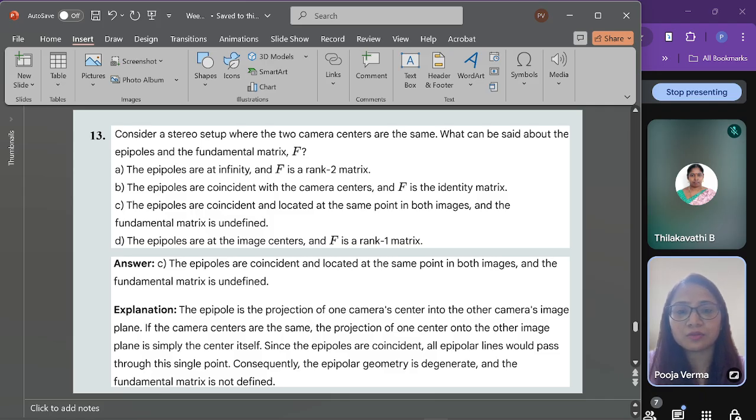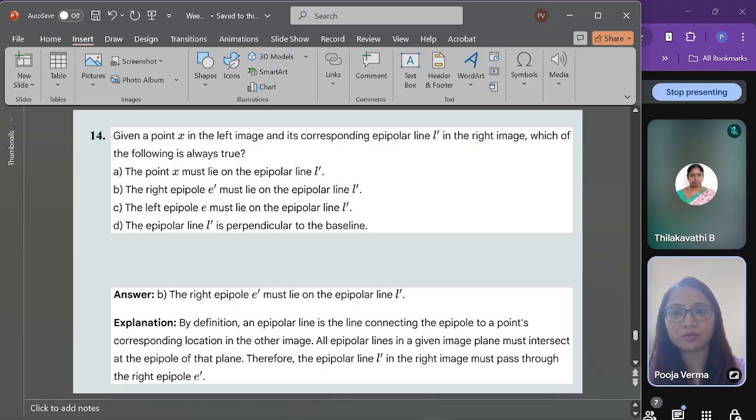Okay. So already we know that epipoles are the projection of one camera center onto the other camera's image plane. If the camera centers are the same, the projection of one center onto the other image plane is simply the center itself. Since the epipoles are coincident, all epipolar lines would pass through a single point. So in that case, the fundamental matrix will not be defined. So option C is the correct answer for this question also.